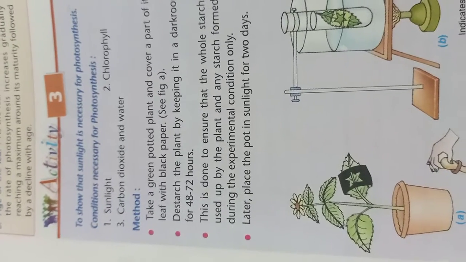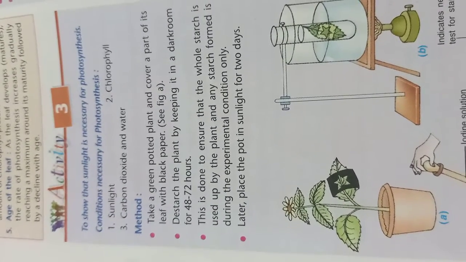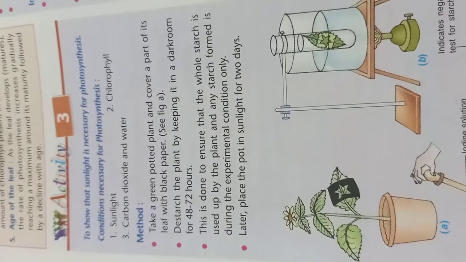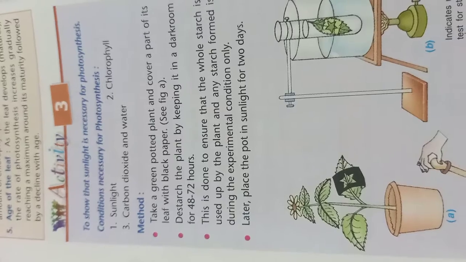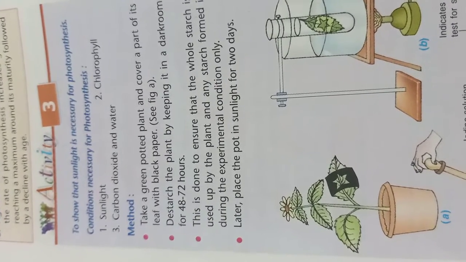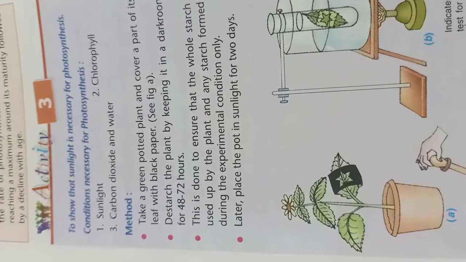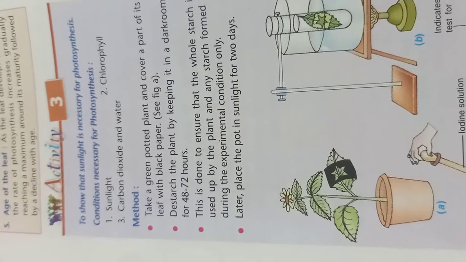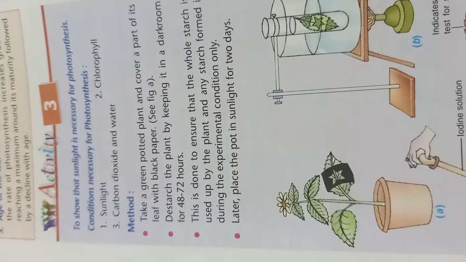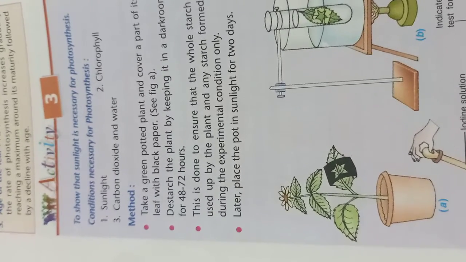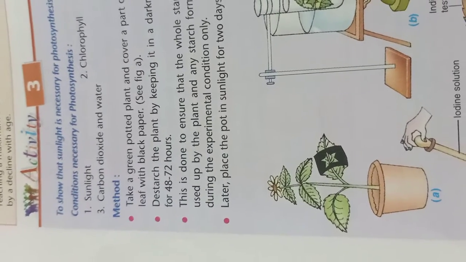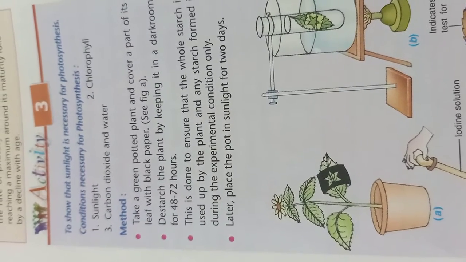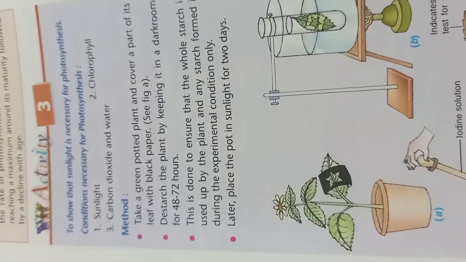Now we come to activity 3, to show that sunlight is necessary for photosynthesis. The conditions necessary for photosynthesis are sunlight, carbon dioxide, water, and chlorophyll. Now the method: take a green potted plant and cover a part of its leaf with black paper. You can see here in the picture that they have taken a green potted plant and covered one of the leaves with black paper.